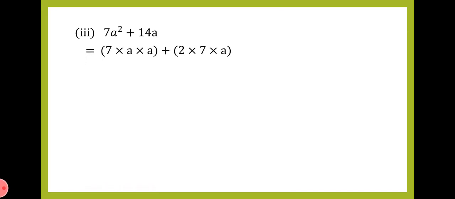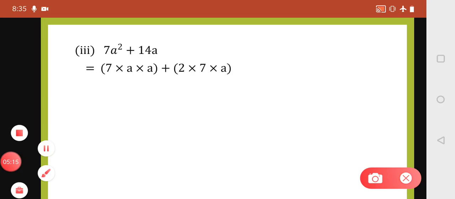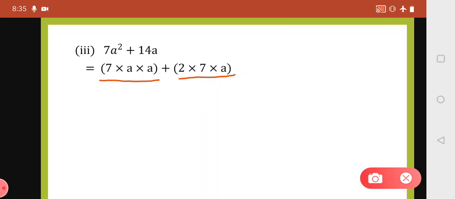Next, question number 3: 7a square plus 14a. In the first bracket we write the factors of 7a square, that is 7 multiplied by a multiplied by a, then a plus sign in between, and then the factors of 14a, that is 2 into 7 into a. Here you can see the factors of 14a: 2 7s are 14, and a. And 7a square is 7 into a into a. Now from both the brackets let us find out what is the same.